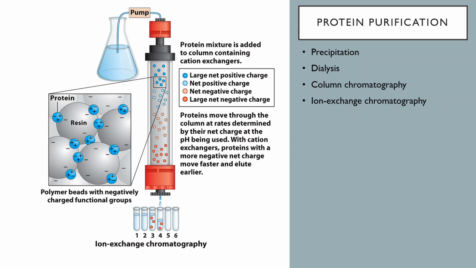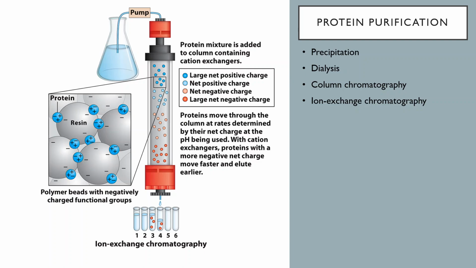So if you know what the charge properties of your protein are, you can choose a pH that will make the protein either positive or negative, and then let the protein mixture go through. If the protein you want has a large net positive charge, then it will be attracted to the negatively charged resin beads, and so it will go slower, whereas negatively charged proteins will go through faster, and they will come out in your first or early fractions.